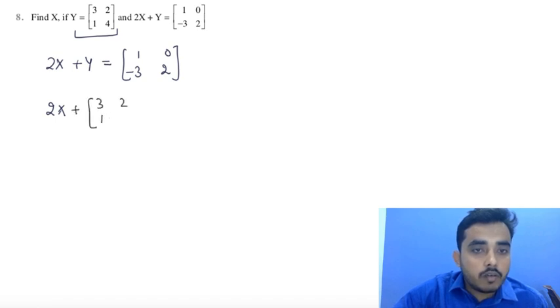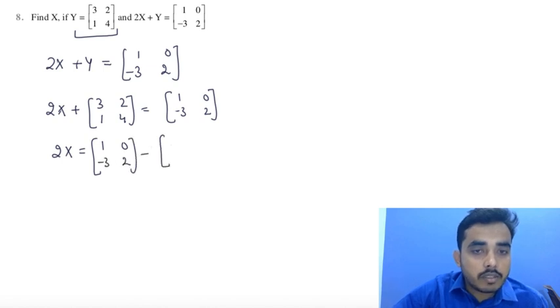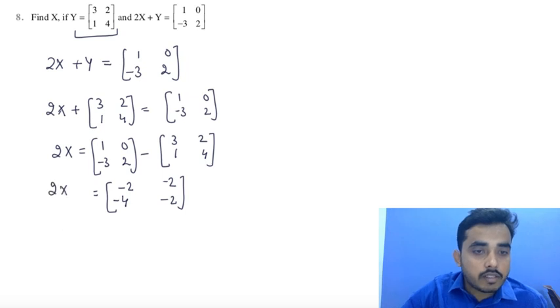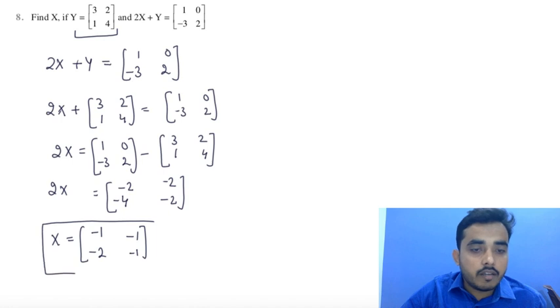The value of y is 3, 2, 1, 4. So 2x becomes 1, 0, minus 3, 2, minus 3, 2, 1, 4. So this is 1 minus 3 is minus 2. 0 minus 2 is again minus 2. Minus 3 minus 1, minus 4. 2 minus 4 is minus 2. This is the value of twice of x. So from here x will come. All values divided by 2: minus 1, minus 1, minus 2, minus 1. So this is our value of x.